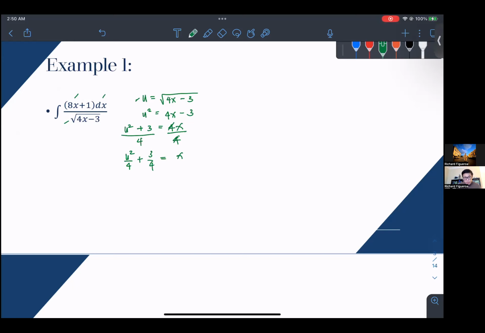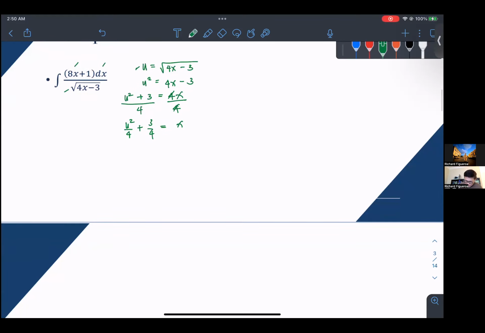And then afterwards, we derive to get the value of dx. The derivative of u squared over 4 is 2 times 1/4, which is 1/2, and then u to the 2 minus 1, that is u. Then the derivative of 3/4 is 0, and the derivative of x is dx.